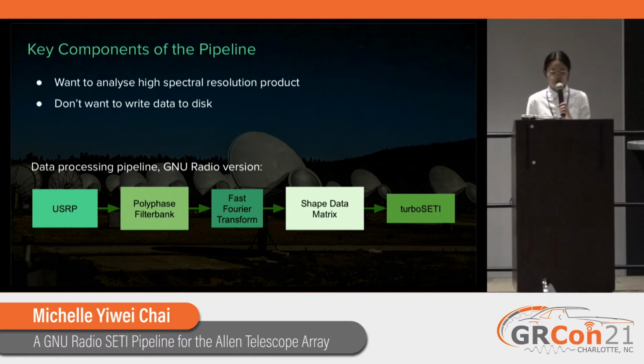We designed the key components of the pipeline with two things in mind. Firstly, we wanted to analyze a high spectral resolution product, but secondly, we didn't want to write any data to disk. Under the GNU Radio version of the pipeline, radio antenna data comes in through the ATA from a USRP source, and then we channelize it first through a polyphase filterbank followed by a fast Fourier transform to produce a NumPy array stored in RAM. After that, we shape this NumPy array into the data matrix that we want in a buffer, and then we apply an adapted version of turboSETI, which doesn't need to analyze filterbank or HDF5 files, but can directly analyze the data matrix in RAM.